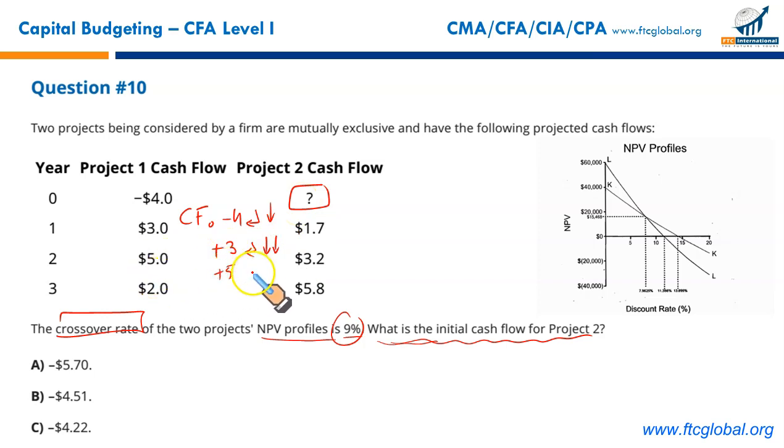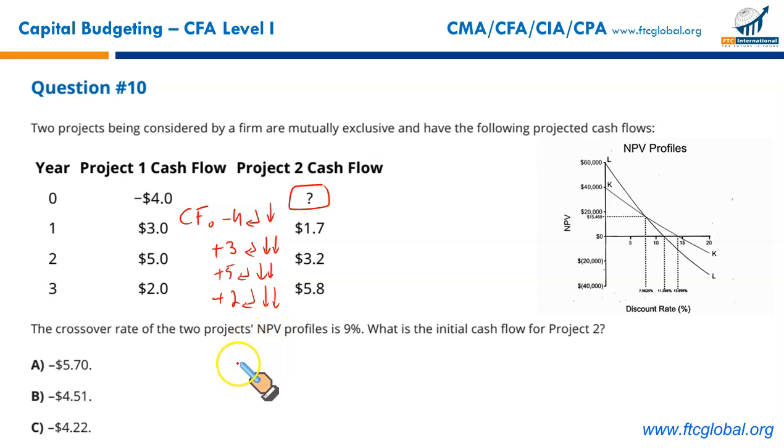$5 inflow at the end of year 2, enter, down arrow twice, because the frequency is 1. And lastly, in year 3, cash flow is +2, enter, down arrow key, and finally, in order to calculate the NPV, you will press NPV. The discount rate is 9%. You enter 9, enter, down arrow key, and then simply press CPT.